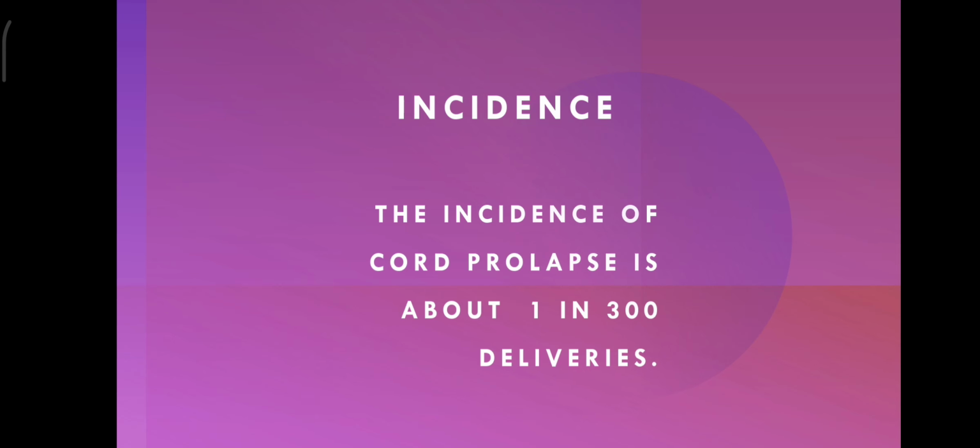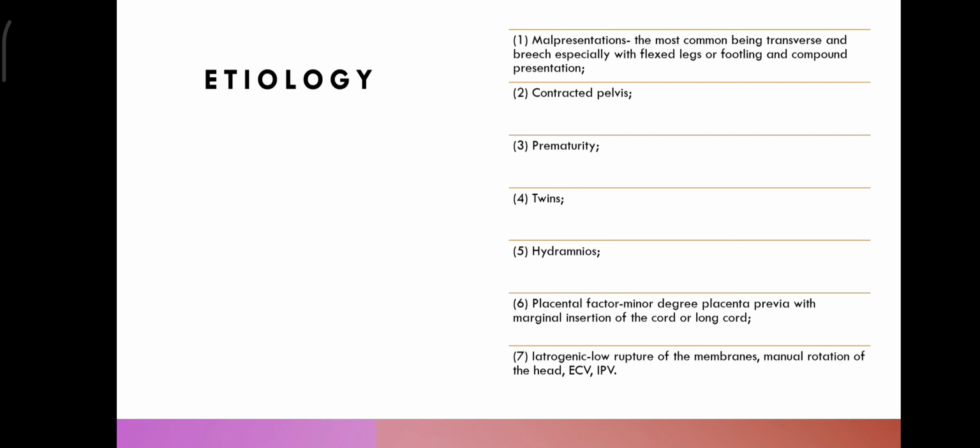Incidence. The incidence of cord prolapse is about 1 in 300 deliveries. Etiology. What are the causes of cord prolapse? First one is malpresentation, the most common being transverse and breech, especially with flexed legs, or it can be compound presentation. Second one is contracted pelvis. That means the diameter of the pelvis is less than the normal pelvis.